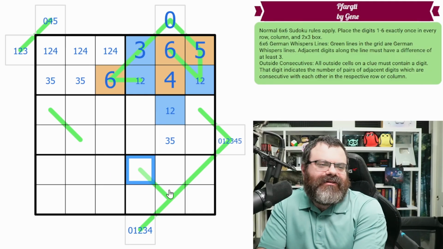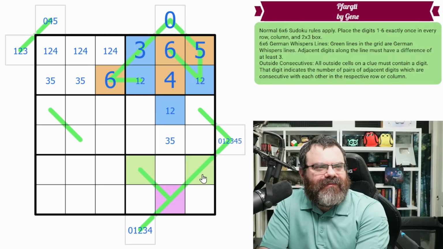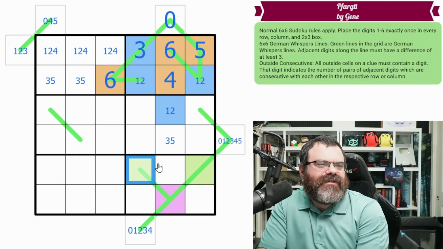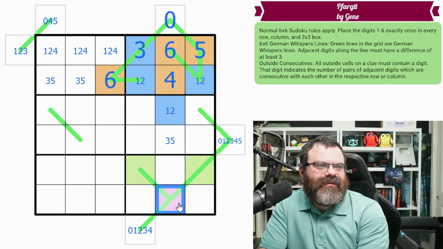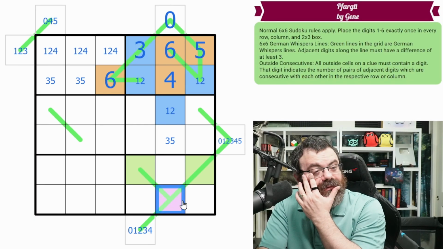So, I mean, I could green purple this, but I don't see how that's helpful. If green was blue, then blue would be done in this column. These would all be orange. And this would be a 5. Huh.